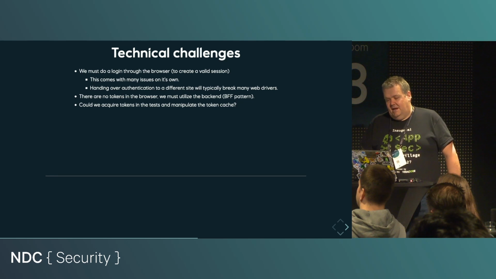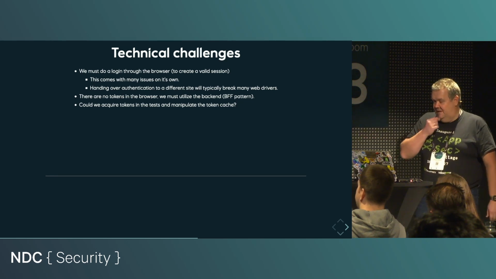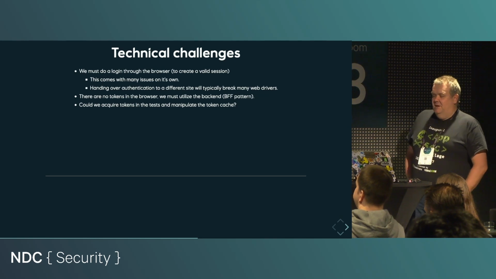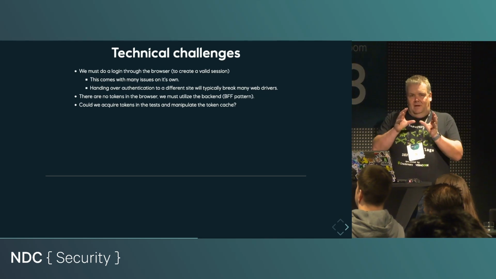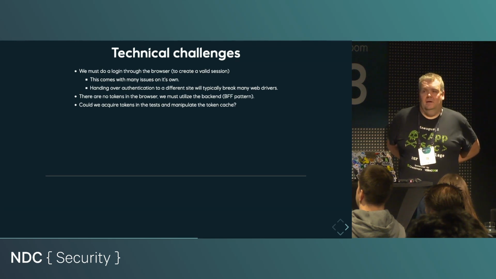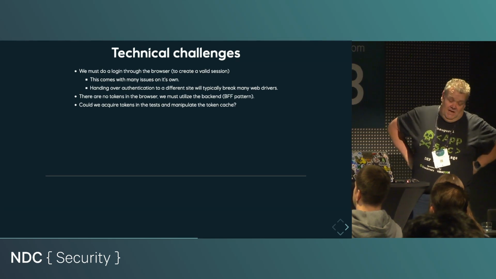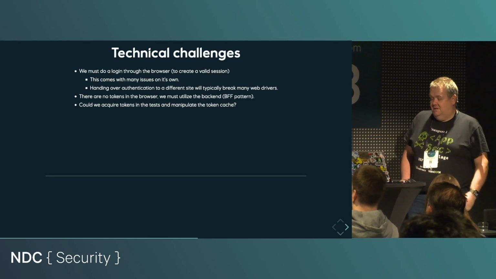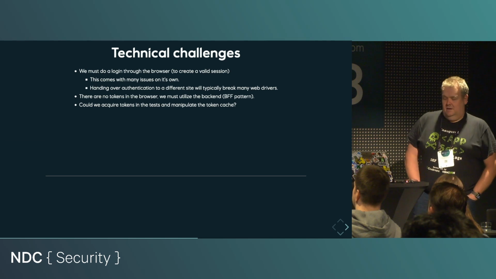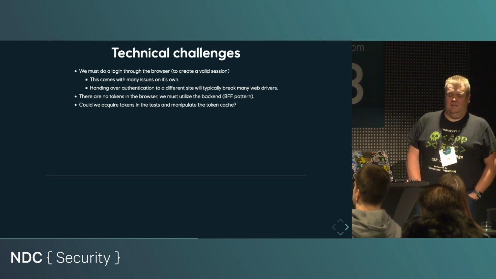Because the client could be seen as a kind of protected client. Could we acquire tokens in the test and manipulate the token cache? Remember the client backend had the token cache? Yes, that could be doable. We can get the access tokens, the other tokens from other places, and figure out how the token cache works and inject tokens into that one. And I've tried it, and it works, but it's super dirty and not where I want to spend my money, to put it like that.